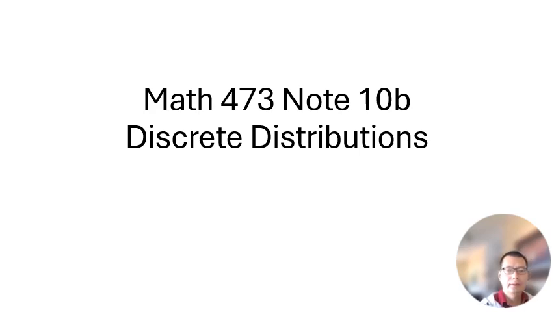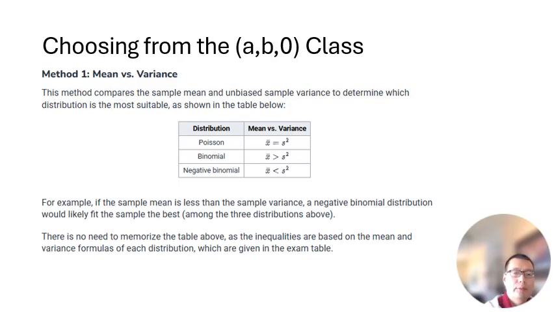Hello everyone. Today we are going to continue to talk about discrete distribution. We are going to talk about AB0 class, and we are also going to talk about AB1 class. So if we have a set of data and we want to decide which distribution fits the data best, there are two ways to do that.